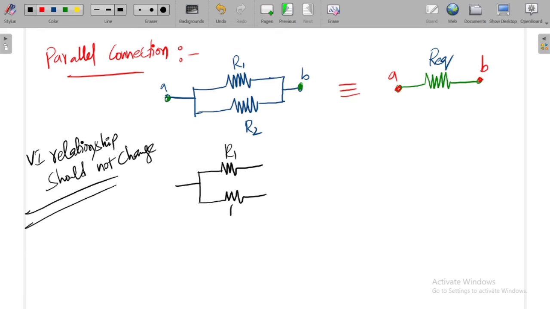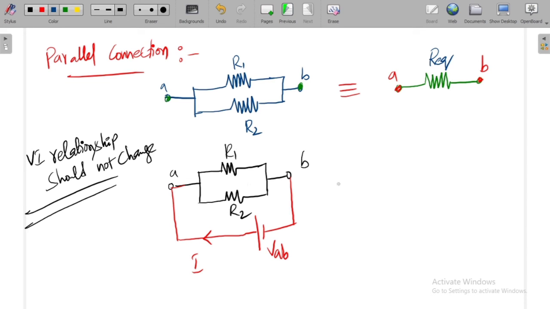Now, what is the meaning of VI relationship should not change? Across the terminals A and B, I am connecting again a voltage source, right? So assume the source value is VAB, and it is allowing a current of I. Now from the first circuit, how can I get the ratio of VAB to I?